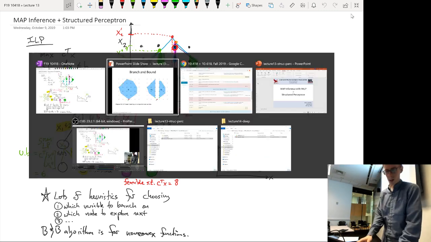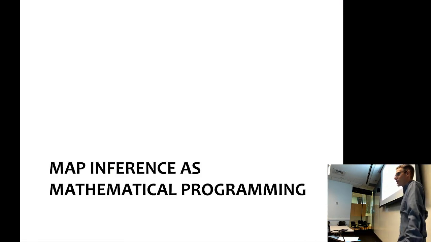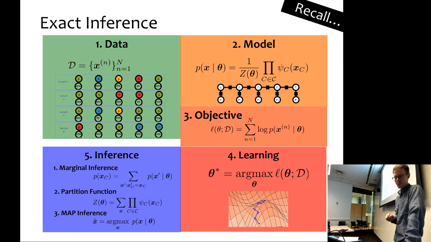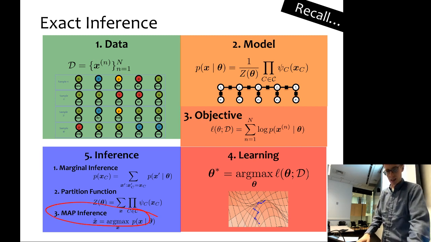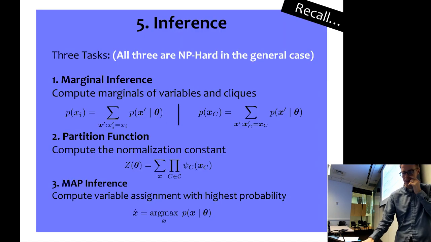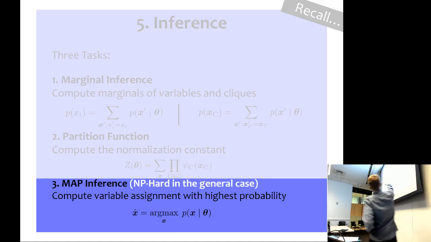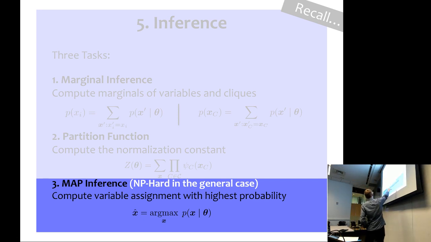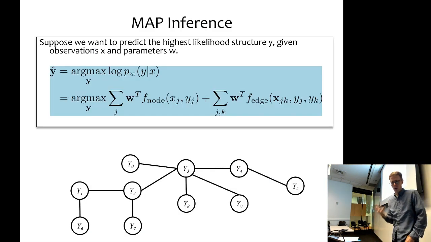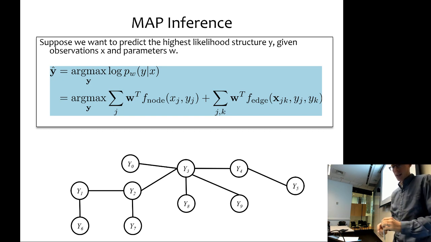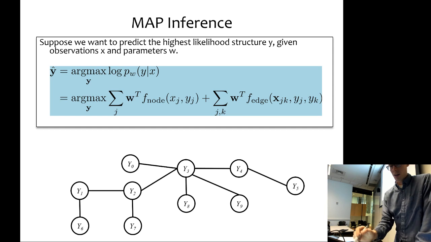Okay, so we're not an airline company. We want to use this for MAP inference. So remember, we kind of had this third inference problem, and we said that the first two were sharp P hard. This one is a combinatorial problem, and so it is actually NP hard in the general case. And so the goal here is that we're going to want to predict the highest likelihood structure, some y, given our observations x and say parameters w.